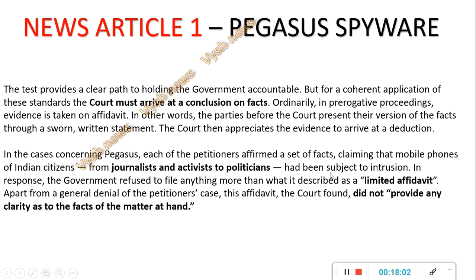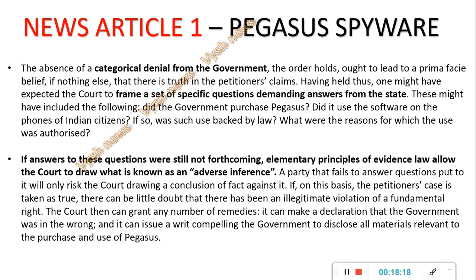So the government should give a proper response and not something like a limited affidavit, meaning limited things with no clarity. They did not provide any clarity on the fact of the matter at hand, meaning they are not giving a proper answer. As I told, he's going round and round on the same point. The court should ask for evidence and then ask for a categorical denial from the government. The government is going on denying. So these are the set of specific questions which the court should ask the government.